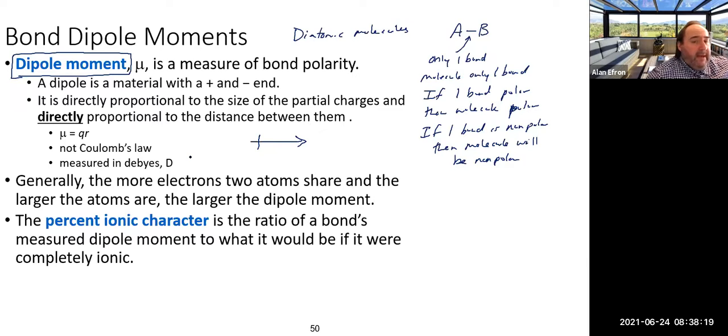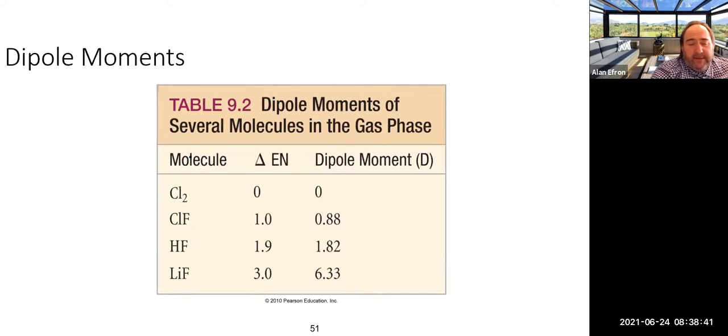When we're dealing with things that have more than two atoms involved, there are a lot more things you have to take into account, and we'll talk about that in the next chapter. But you can look at bond polarity and molecular polarity as being the same when you are dealing with diatomic molecules. So here's an example of some dipole moments of several gas molecules. Cl2 has a dipole moment of 0, which means it's basically nonpolar. ClF has a difference in electronegativity of 1, then HF, and so forth.